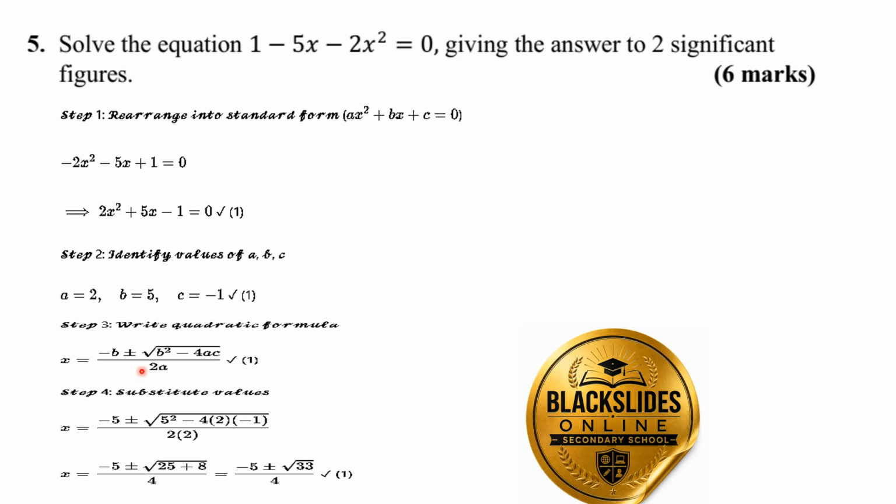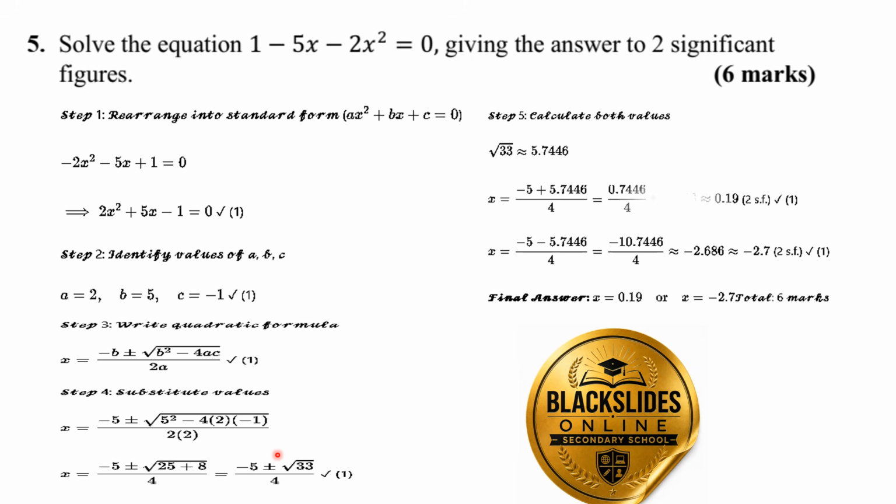Then introducing the quadratic formula and simplifying must lead you to the values of x as either 0.12, which is to two significant figures, and x being equal to minus 2.7, which is also to two significant figures.